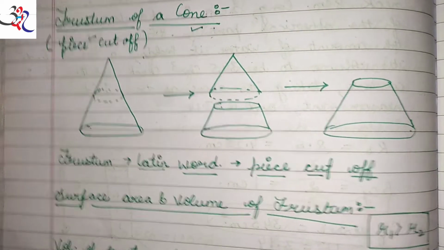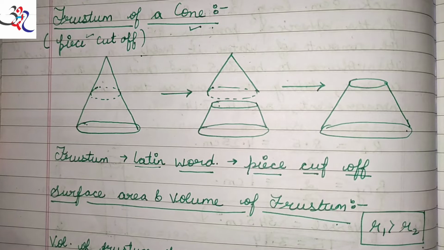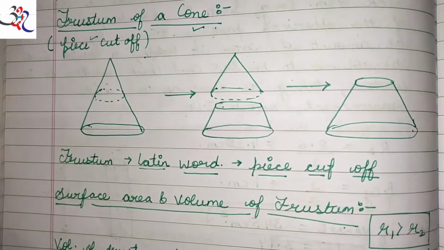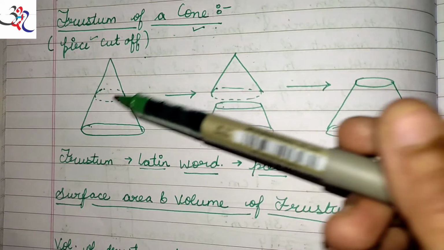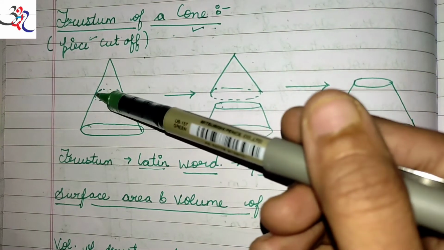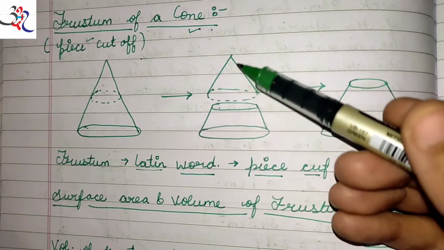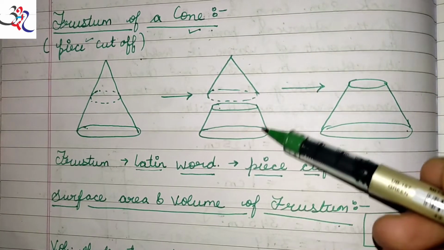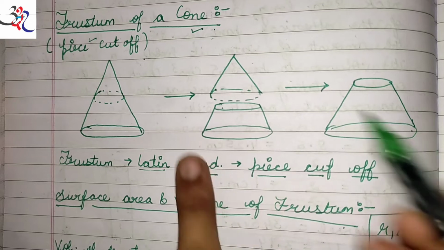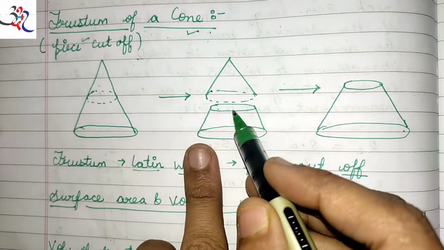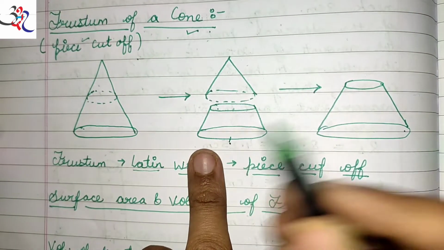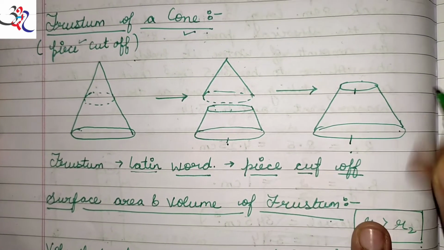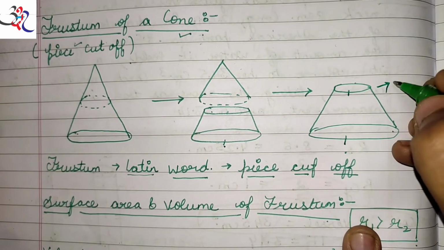So let's take an example. You have seen the softy cone in your daily life. If you cut this softy cone parallel to its circular base, you will get this type of figure. The lower part will have two radii, one smaller and one bigger. So this figure is the frustum of the cone.